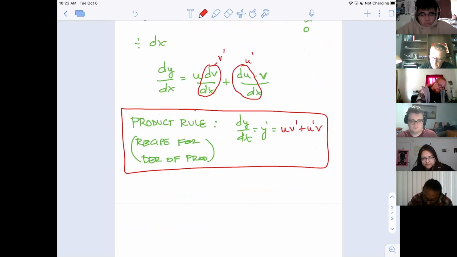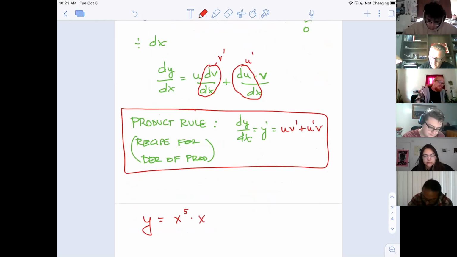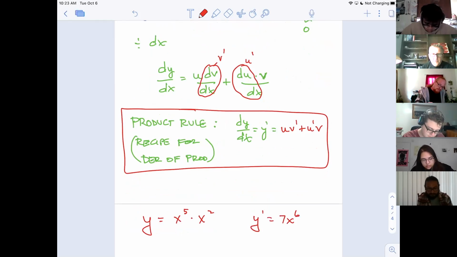Well, let's try this out then. A second ago, we tried to take the derivative of x to the 5th times x to the 2nd, and we knew the derivative was supposed to be 7x to the 6th, since that's really x to the 7th. But let's try out this new recipe we just found.